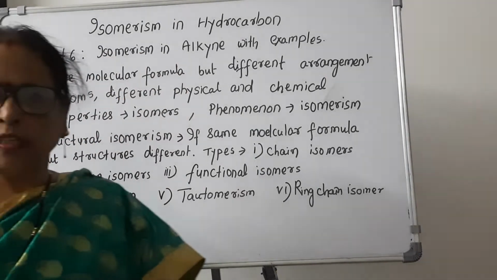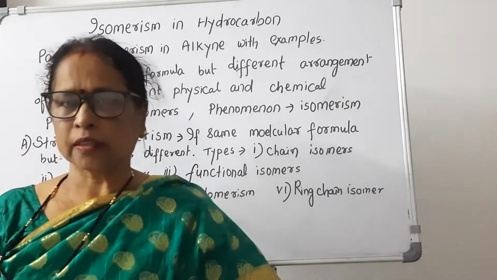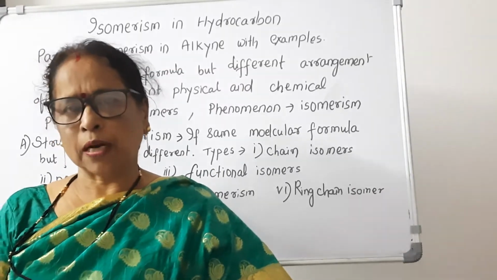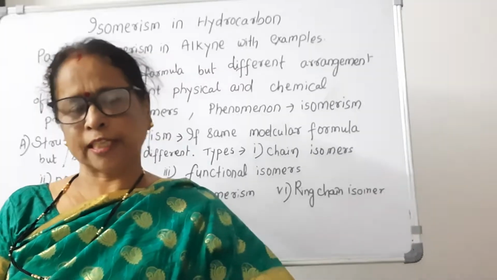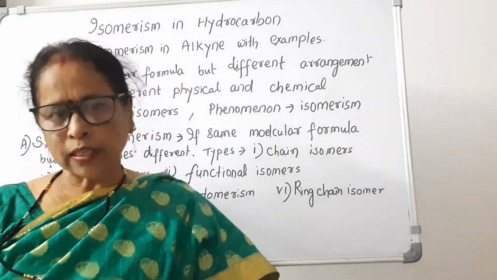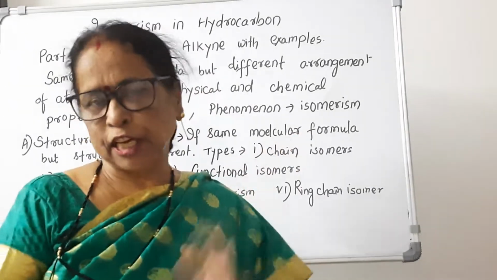So please, it is one request to you all. When you read this chapter, this topic, please read part 1 to part 5 first, then come to part 6. Anyhow, again I am going to explain shortly what isomerism is and the different types of isomerism we can check here.